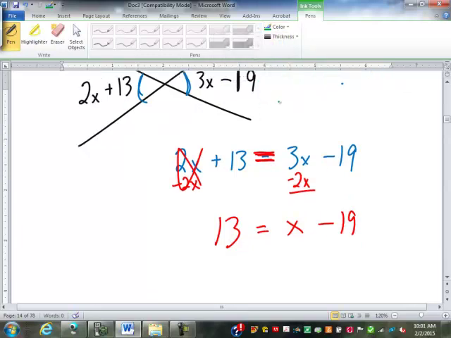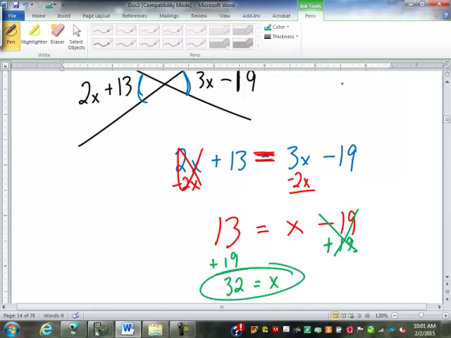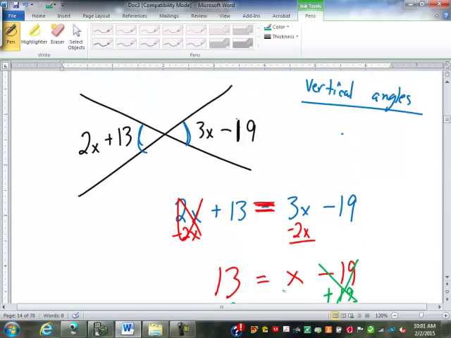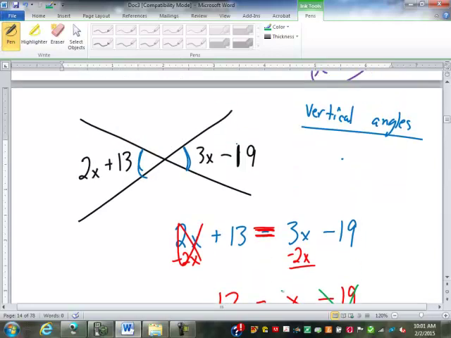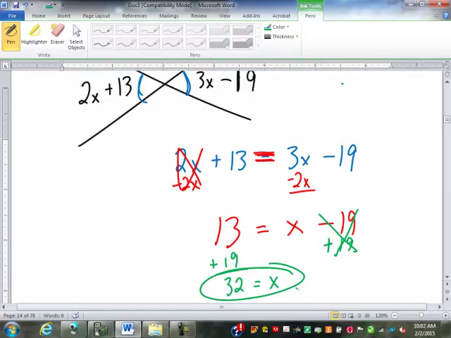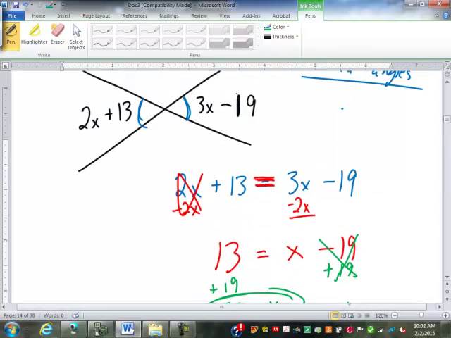So now to solve this, we have to add 19, which gives us 32 equals x. Now, of course, we're not done. We need to go back up here and put 32 in for x to figure out what the angles are.